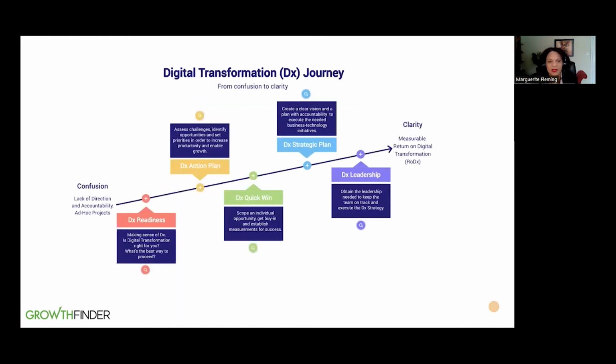So the first thing that we did was what we call a digital transformation readiness assessment. And in that assessment, we dug into all areas of the business. And again, in this particular case study, they are pretty savvy in most areas of their business. It's just this particular one that they didn't have as much experience in, right? And which is perfectly fine. So we did a readiness assessment.